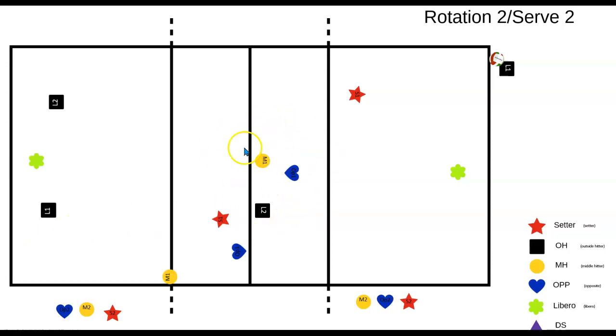Over on this side, before we do the serve, notice our L2 is in the right base position. She can go right there. Our middle gets pushed to the net, and our opposite is switching. Okay? In the back row, our setter can go right to base, and our libero can go right to base.